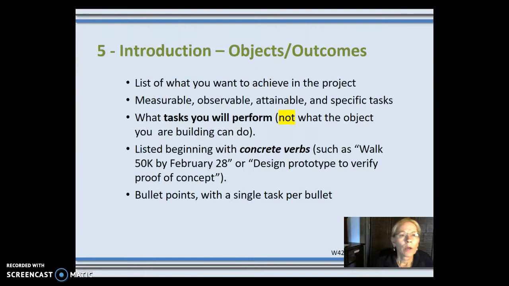Okay, so outcomes. All of you have to have this section. The thing to keep in mind here is that objectives and outcomes are different than specifications. Specifications are later on. This is an overview. We want to talk about objectives and outcomes for the overall project itself. What do you have in mind? They need to be discussed in concrete terms, verbs like walk, design, build, read. They are measurable, observable, attainable, and specific. Those are very important for a proposal.